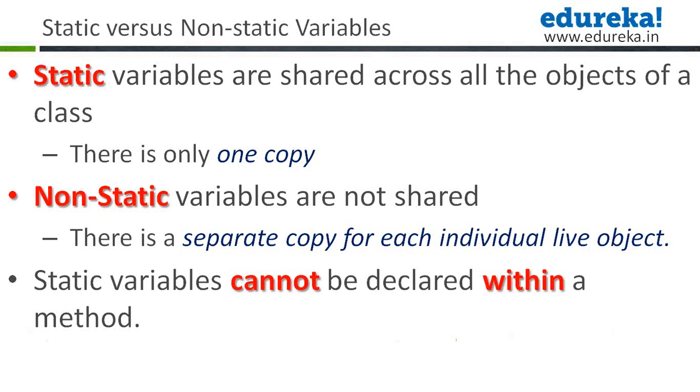Okay, that's good. Now we come to the non-static variable. Non-static variables are not shared. There is a separate copy for each individual live object. So these are normal general variables that you create. Those are called the non-static variables. Static variables cannot be declared within a method. There is a condition with static variables. You cannot declare a static variable within a particular method.